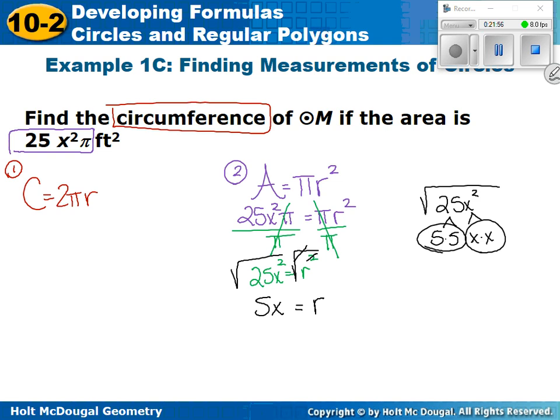Units, feet. But this is not our answer. This is just the radius. We want to go back and find the circumference, right? So now we're going to plug that in. 2 times pi times 5x. Can we simplify that at all?